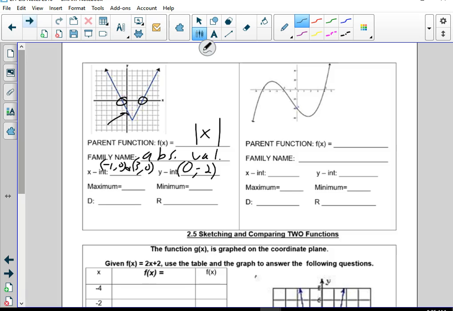Now, maximum. It doesn't have one. It goes on forever and ever. The minimum, the vertex, is down here at 1, negative 4. Now the domain, how far left and right is it going? Forever. Range, how low does it go? Negative 4. So since it goes down there, we got to go greater than or equal to that. It's going above.